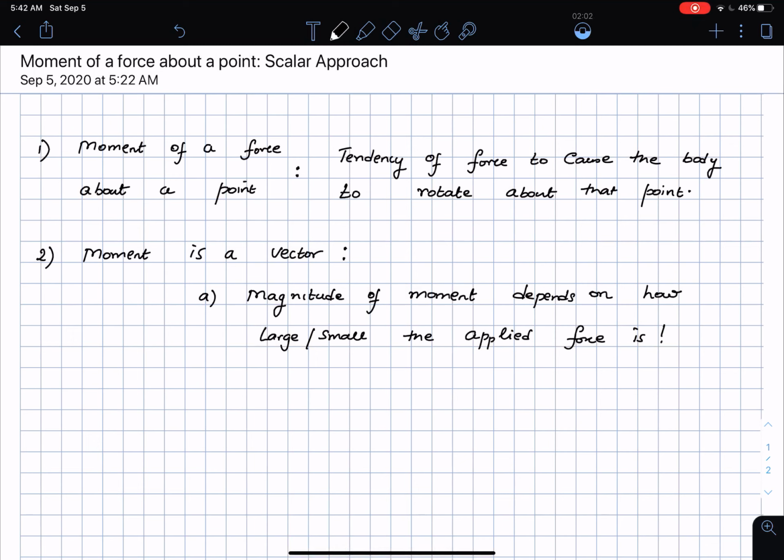And then the magnitude of the moment also depends upon where the force is acting on the body.